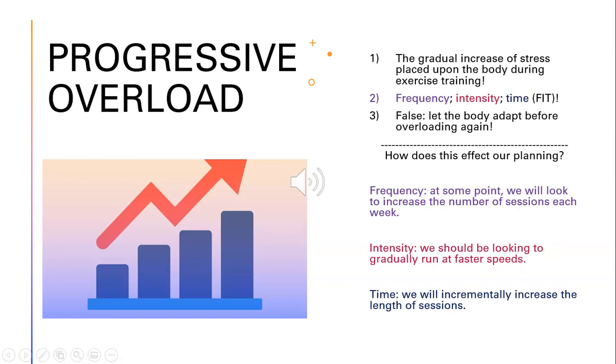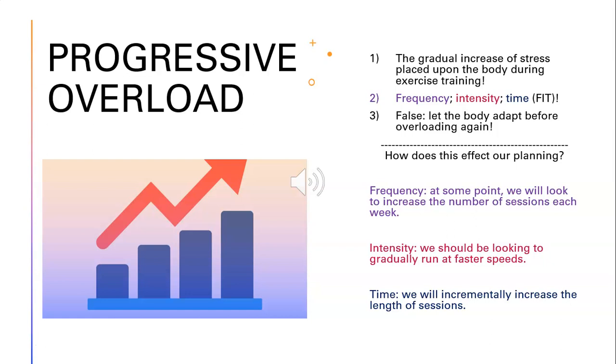Let's look at some of the answers to the task on the previous slide. Question 1. Progressive overload means the gradual increase of stress placed upon the body during exercise training. In plain speak, this means that gradually we will make each session tougher as we move through our programme. We can do this a number of different ways, and that relates to question 2. We can increase the frequency by moving from, say, 2 sessions a week to 3 sessions a week.